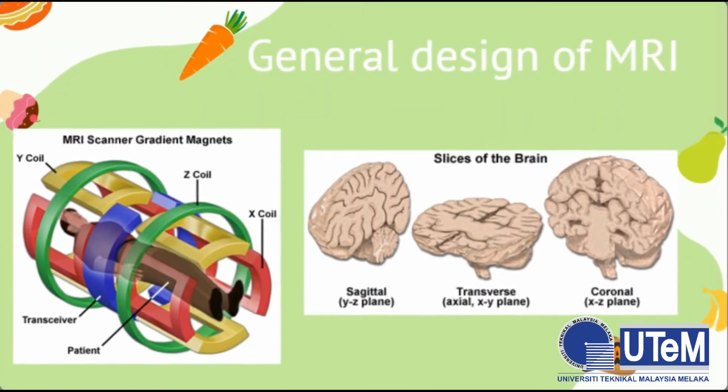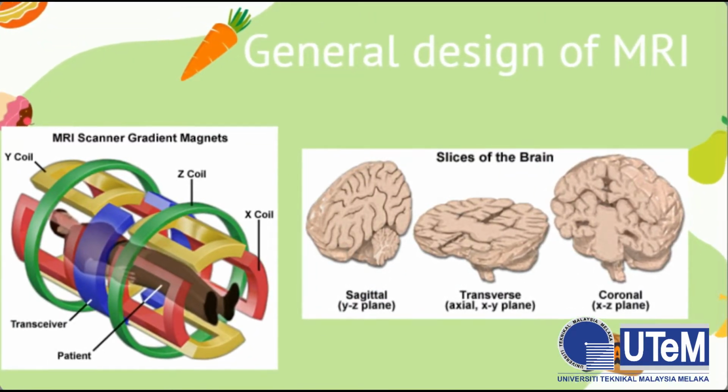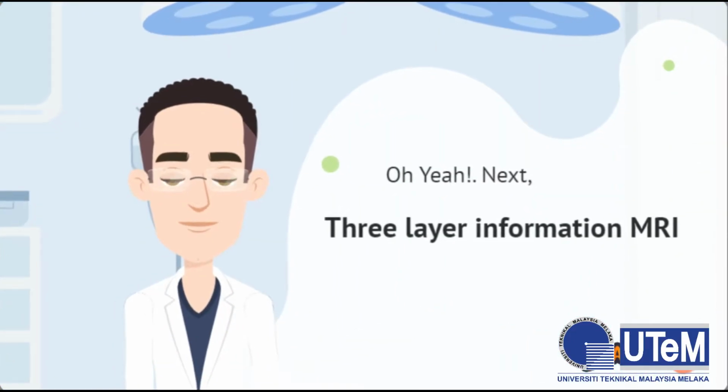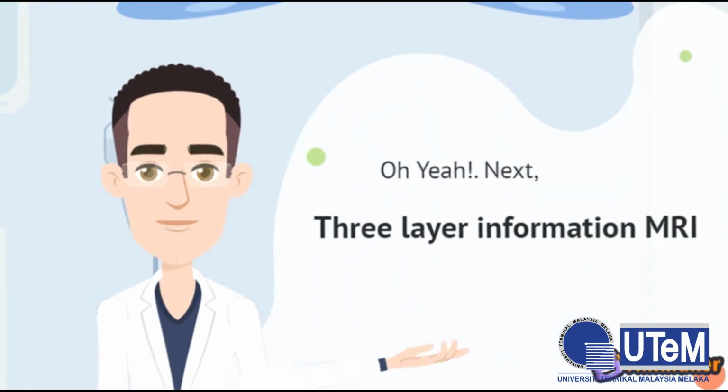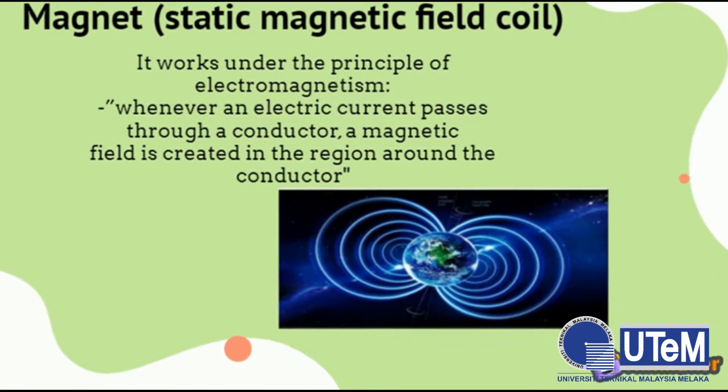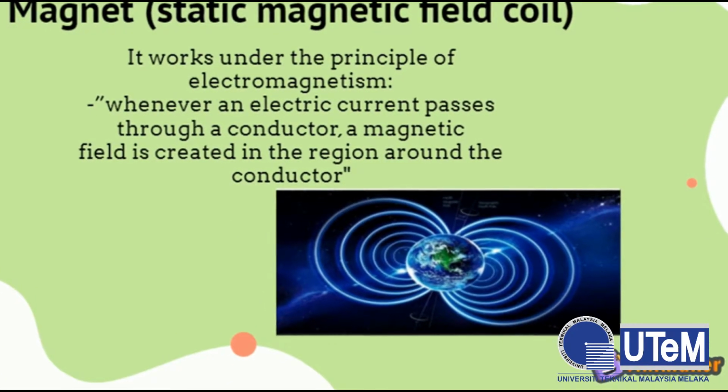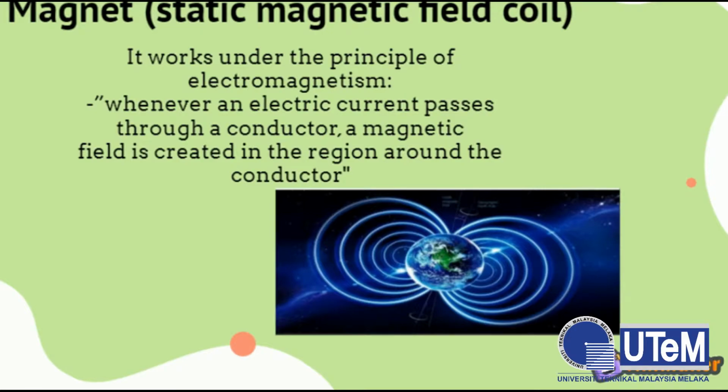Here shows the general design of MRI. Next, there are three layers of information of MRI. Magnet, static magnetic field coil. It works under the principle of electromagnetism. Whenever an electric current passes through a conductor, a magnetic field is created in the region around the conductor.